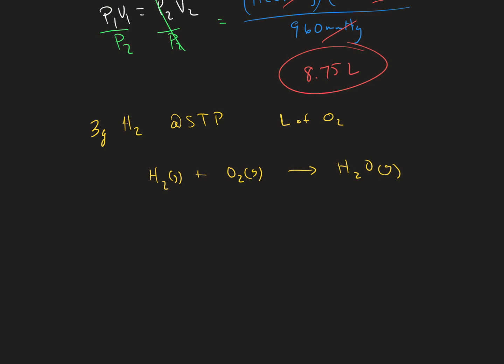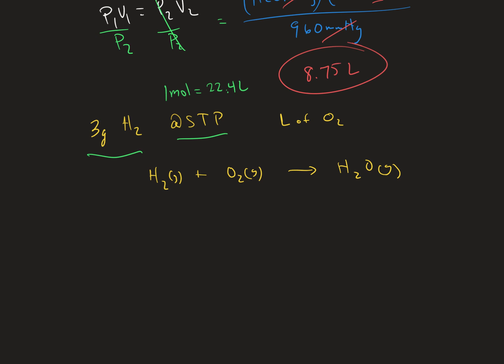What do we know? What are we looking for? How are we going to get there? What method are we going to use? So what do we do? What do we know? 3 grams of hydrogen. Is that all we know? Oh, STP. What does that tell us? 1 mole of any gas equals 22.4 liters of that gas. You with me? Okay.